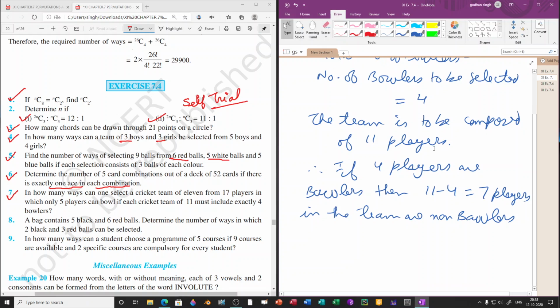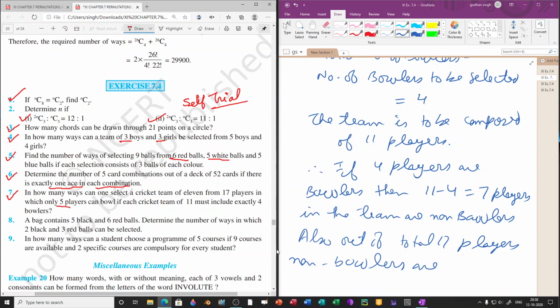Also, out of total 17 players, non-bowlers are how many? Bowlers in total are 5, and from 17 we remove this 5, so 17 minus 5 is equal to 12. So 12 players are such that they cannot bowl. So let us form the team of 11 players.